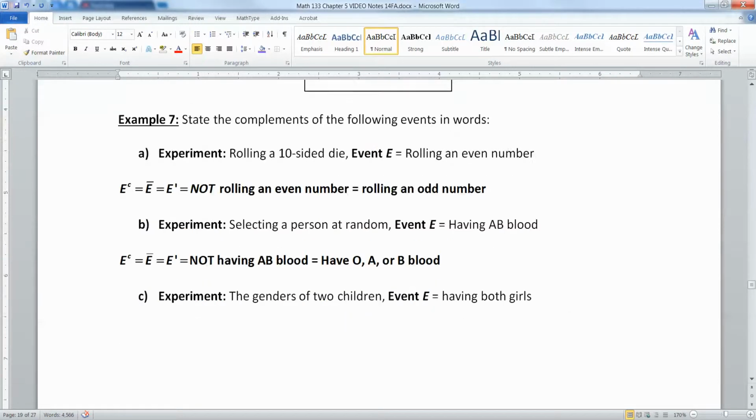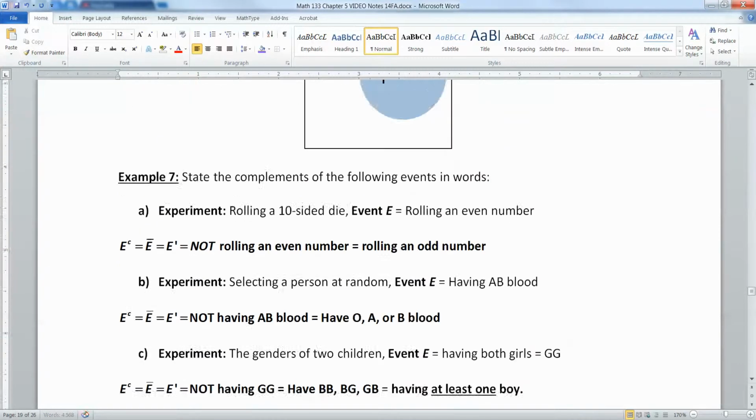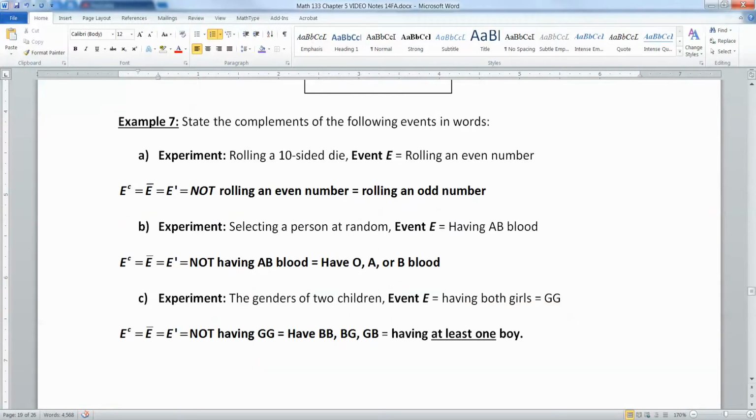All right, what about having two children, their genders? So I'm going with girl, girl here. So event E is having both girls. That would be girl, girl. Right? So the complement of that would be not having girl, girl. And that means that you have boy, boy, boy, girl, or girl, boy. One of those three. Realize what that means. That means that you're having at least one boy. Because if you do not have girl, girl, you have at least one boy. That terminology is going to come back to haunt you. That's why I underlined it right there. Matter of fact, I'll even highlight it because it's important.